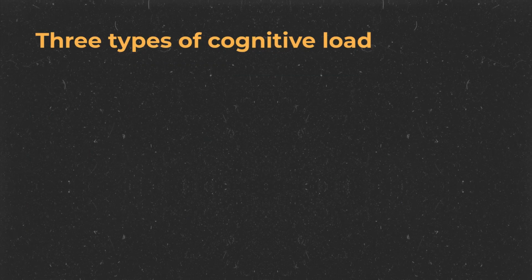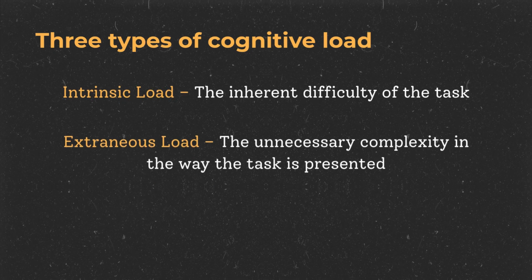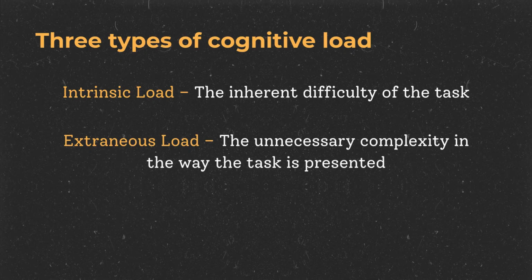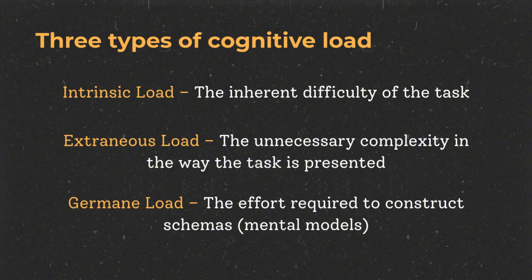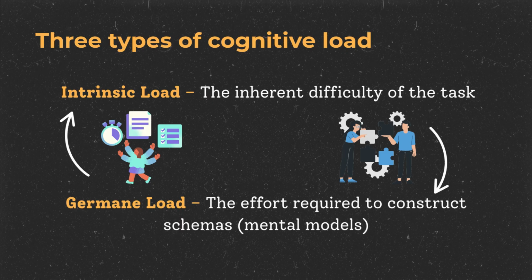There are three types of cognitive load. 1. Intrinsic load, the inherent difficulty of the task. 2. Extraneous load, the unnecessary complexity in the way the task is presented. 3. Germane load, the effort required to construct schemas or mental models. In programming, we want to minimize extraneous load and manage intrinsic load so developers can focus on solving the actual problems, germane load, instead of deciphering convoluted code.